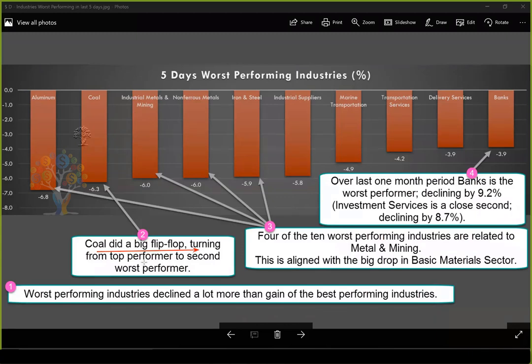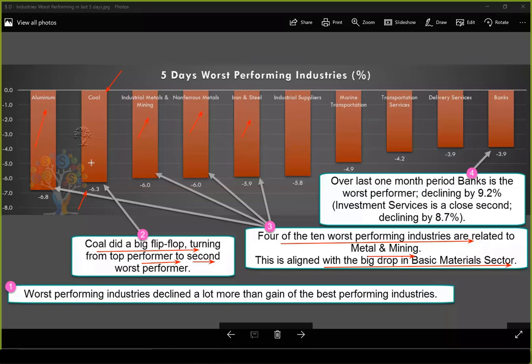Coal had a big flip-flop. It was the top performer last week, and now it has become the second worst performer, dropping by 6.3%. Now, four of the 10 worst performing industries are related to metal and mining. This is the same pattern that we saw in sector analysis, where basic materials dropped by the biggest percentage. Their industrial metal and mining, non-ferrous metal, iron, steel, and aluminium.